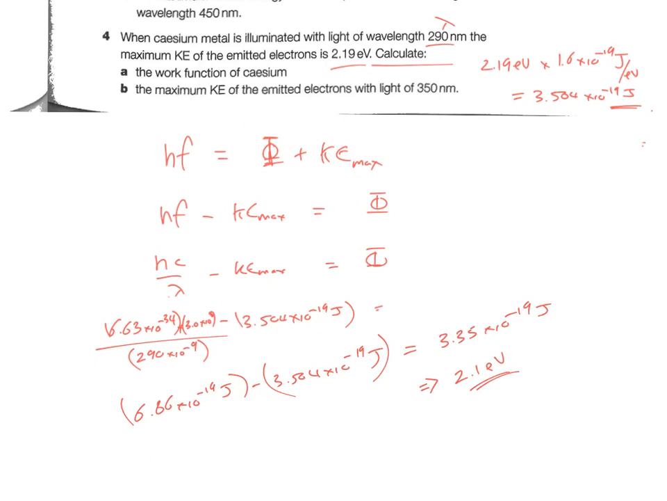We could have, if we wanted to, when we worked out the hc over lambda in joules here, converted that into electron volts there, left the KE max as electron volts, and done electron volts minus electron volts, and it would have got us to the same answer. So it doesn't actually matter. The key thing is when you're dealing with the hc over lambda or the hf section and the work function or kinetic energy max section, you've got to make sure you're dealing with the same units on both sides. So you can't have joules one side and electron volts the other. You can either convert one set to make them all electron volts or make them all joules. Doesn't matter which way you do it, but you've got to make sure you're consistent on both sides of the equation and within each variable that you're using.